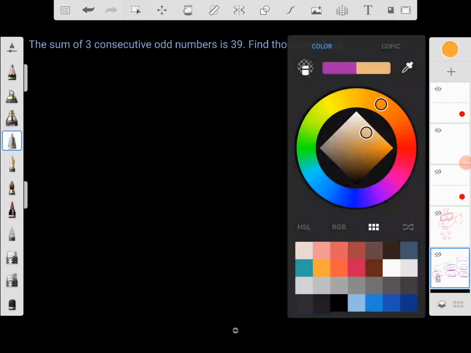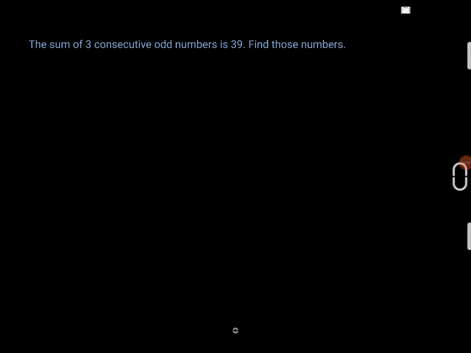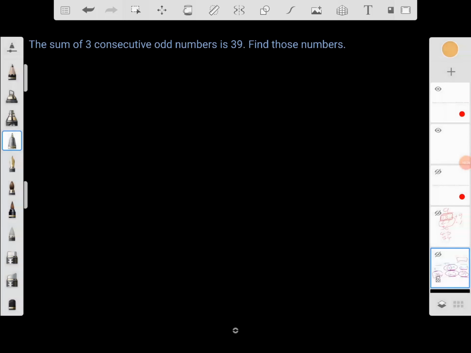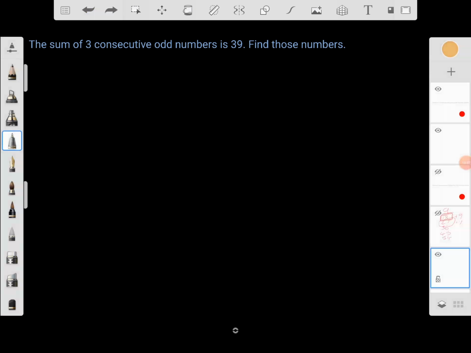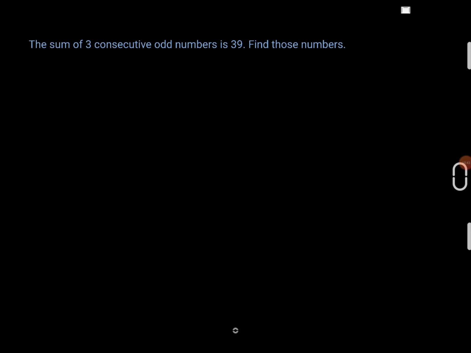The sum of three consecutive odd numbers is 39. Find those numbers. Now you already know what consecutive means. Consecutive means the next to next. So the question is the sum of three consecutive odd numbers. So what are the natural numbers? It is 1, 2, 3, 4, 5, 6. It keeps on going. So how to get the odd numbers? You know that every alternate number is odd, right?